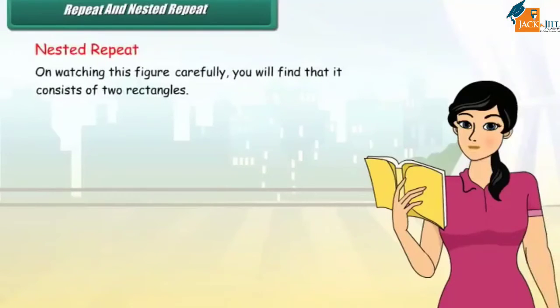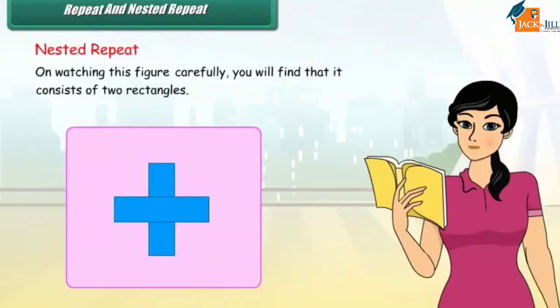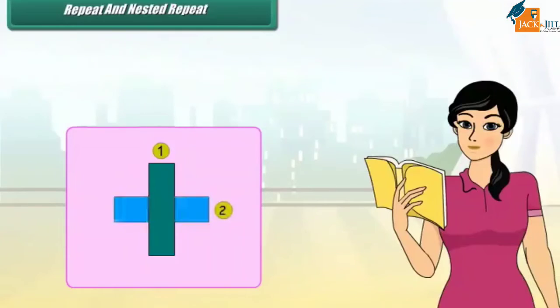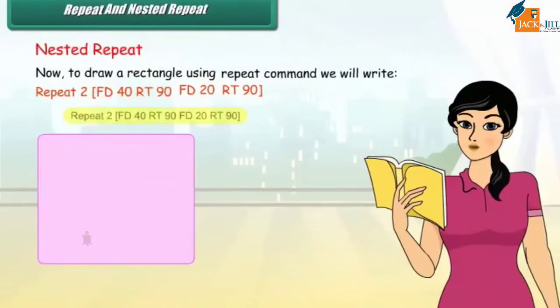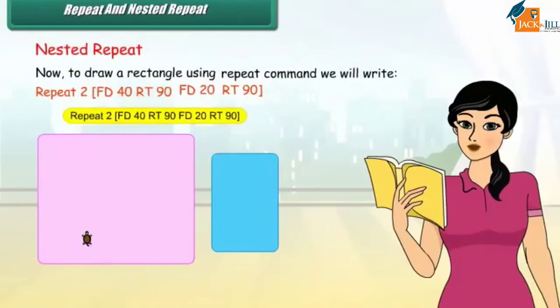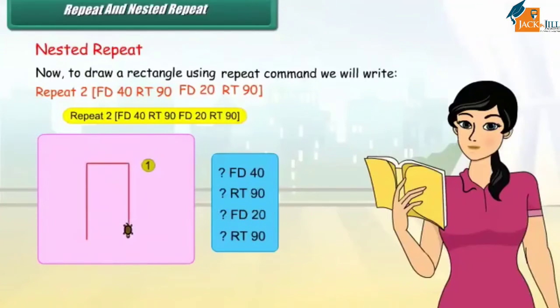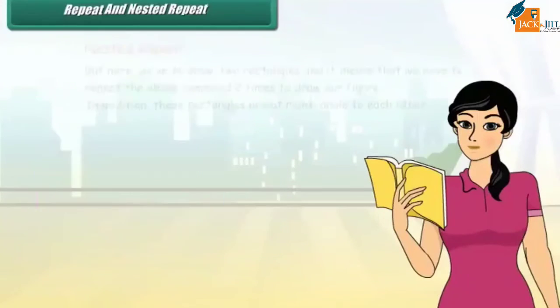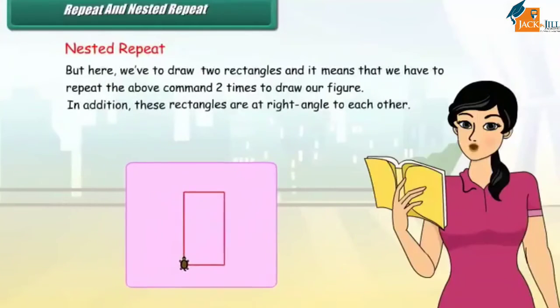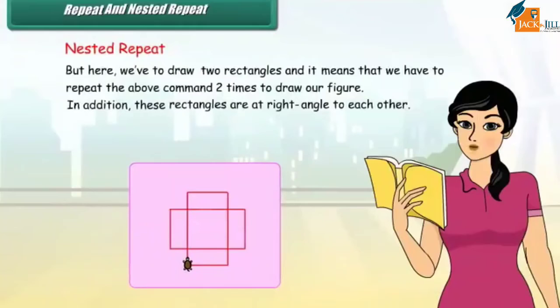Nested repeat. On watching this figure carefully, you will find that it consists of two rectangles. Now, to draw a rectangle using the repeat command, we will write repeat 2 and in a bracket FD 40, RT 90, FD 20, RT 90. But here we have to draw two rectangles, and it means that we have to repeat the above command 2 times to draw our figure.